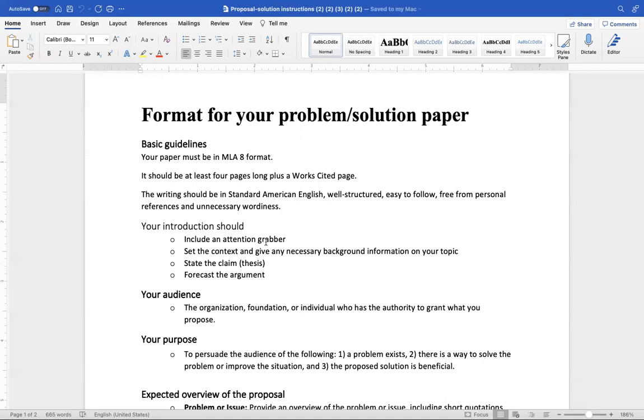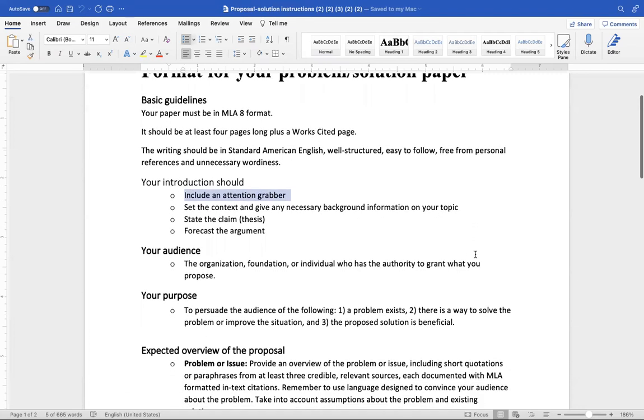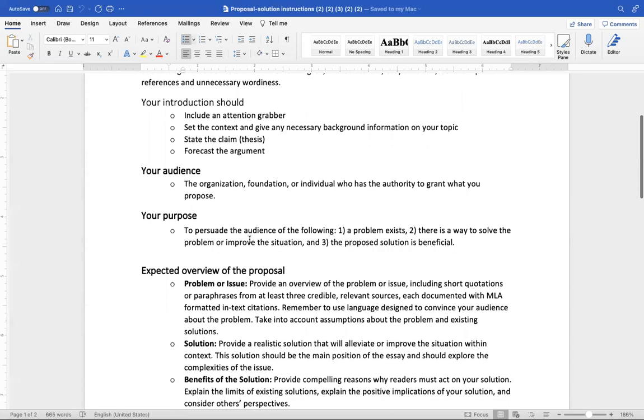Your introduction should have an attention grabber. It should set the context for any necessary background on your topic. So you may not presume that everyone knows about, let's say, homelessness in Dallas. But you need to give background information. You will state the thesis, but you'll do that in your solutions, and you'll forecast the argument.